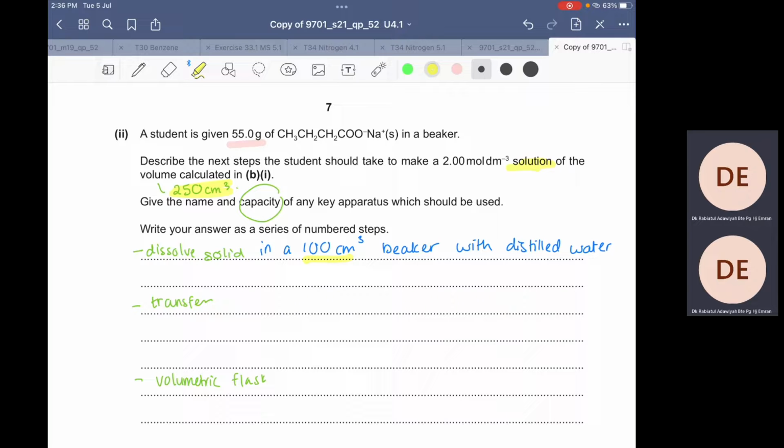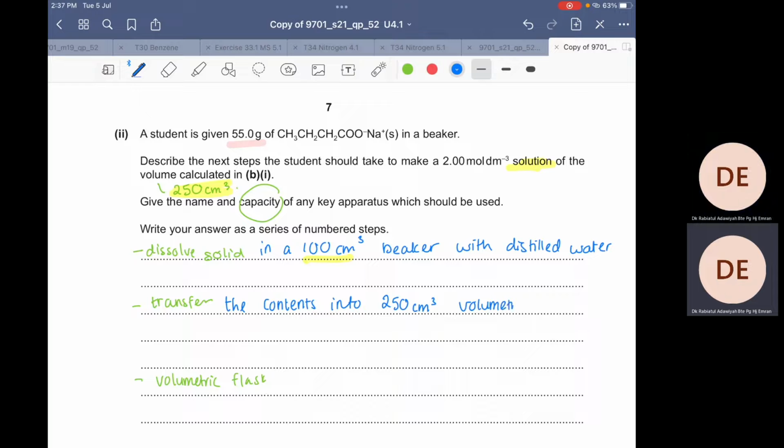Okay, now I want to transfer. When making a solution, what apparatus do I usually use? I need to transfer the contents of the beaker to somewhere. What is that? The apparatus is over there. What do we call that? Volumetric flask. So transfer the contents into, what size is that volumetric flask? 250 cm³ volumetric flask.